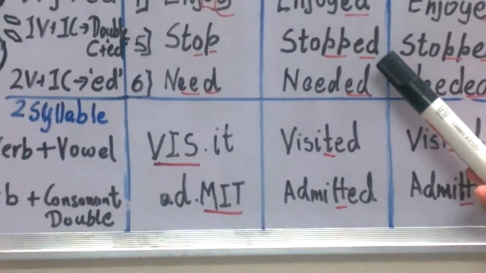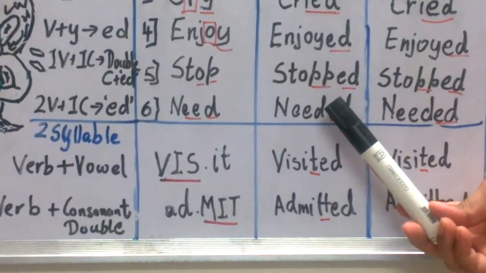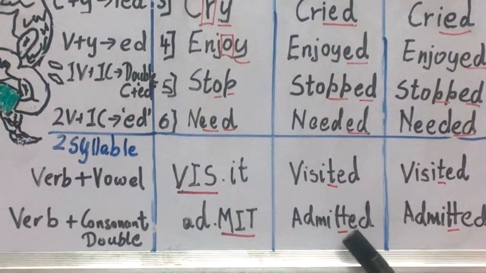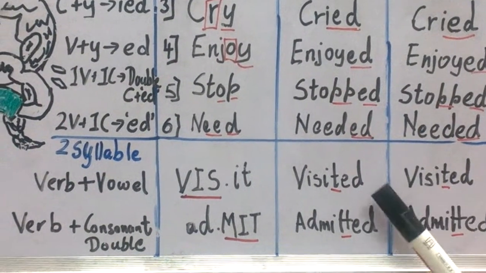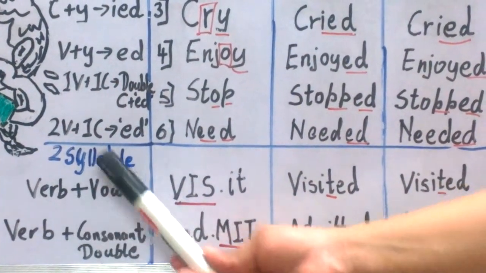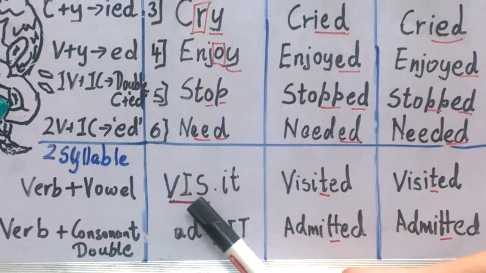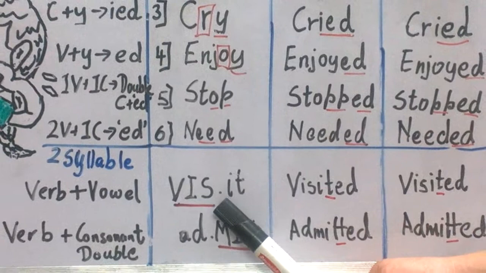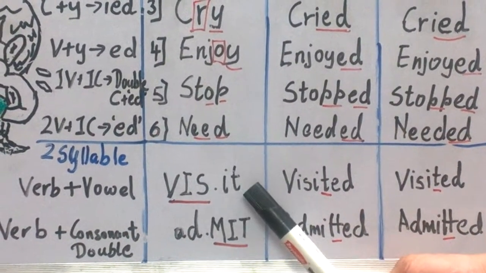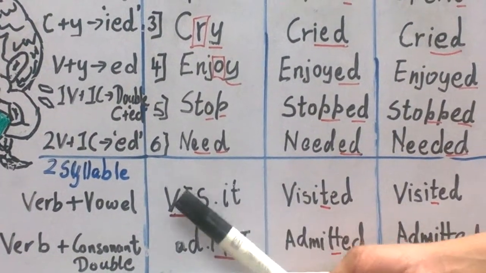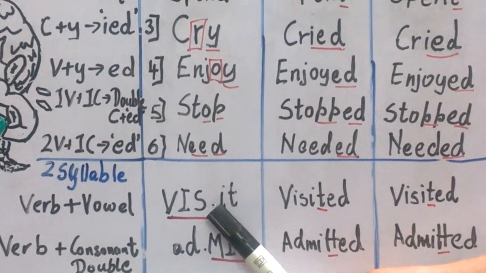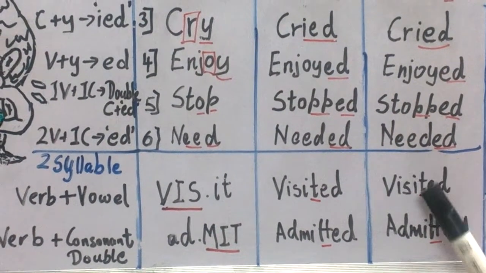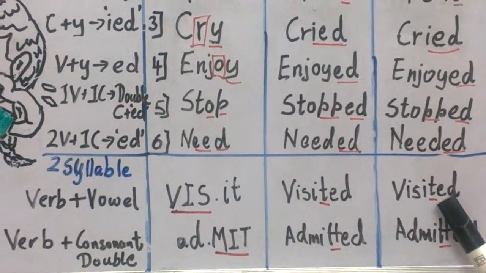Now let us see in the ed form, if we see words with two syllables, what rules we have to use. So we have two rules for the two syllable words in ed form. We have a verb which ends with a vowel. For example, visit. We stress the first syllable, and the second syllable we do not stress. So any word which stresses the first syllable, we do not have to double it. So it becomes visited, and this past participle also becomes visited.